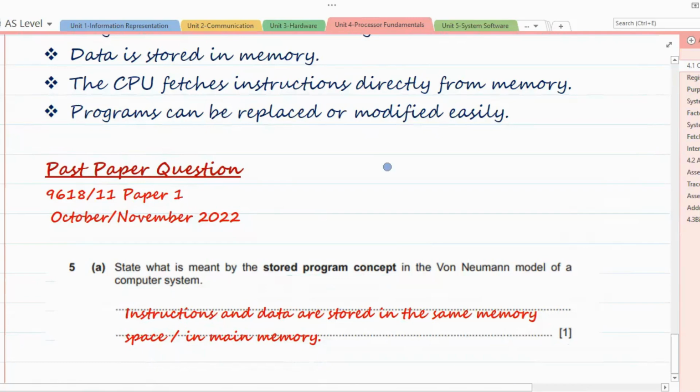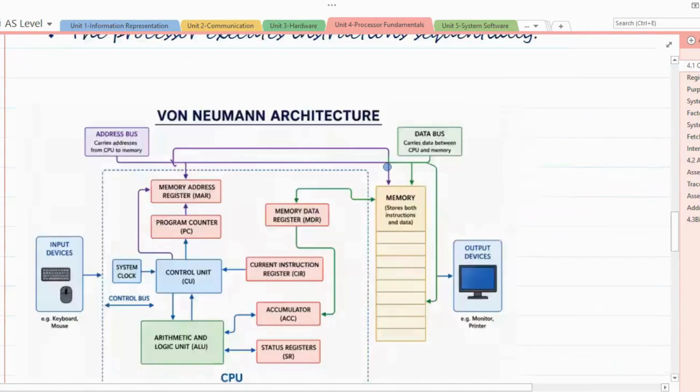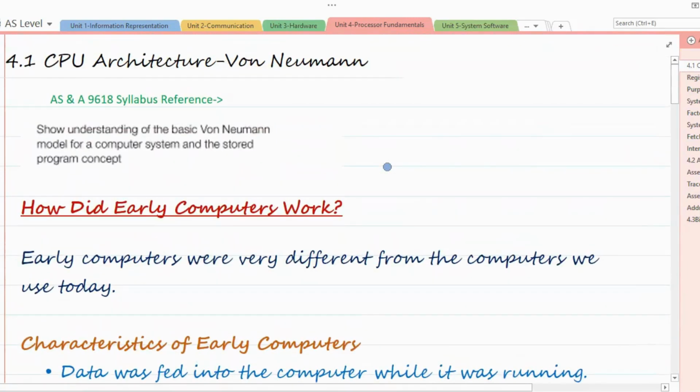So that's all for today. In the next class, we will learn about the components of the CPU and what registers are in von Neumann architecture.